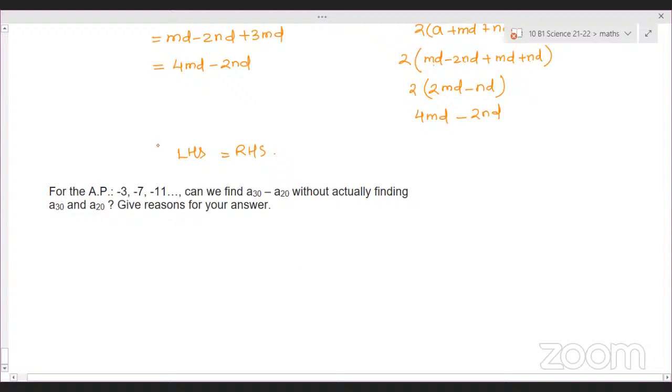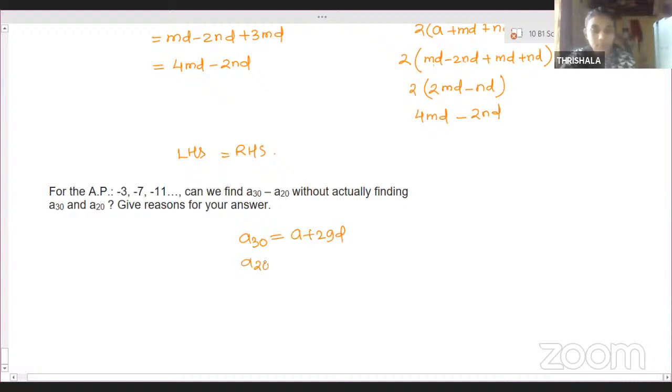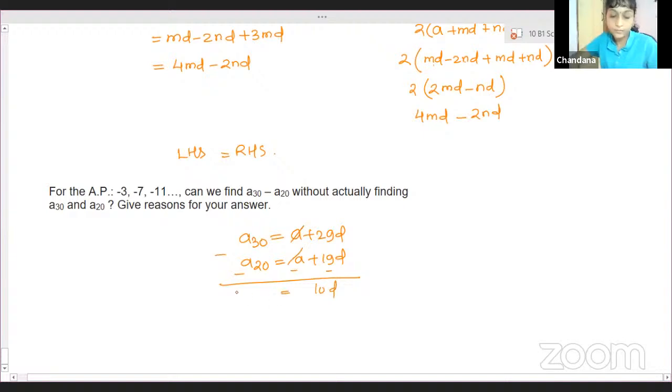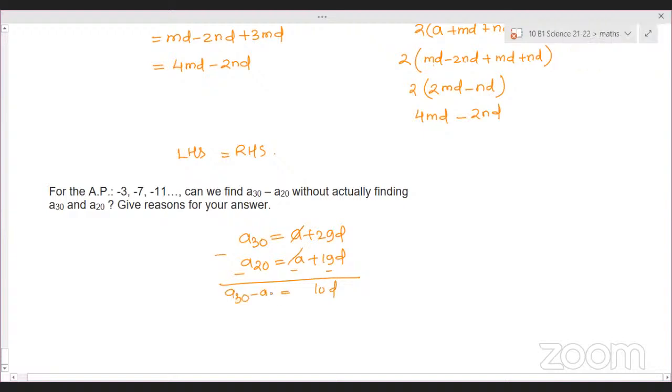Now here, see, this question we can actually use for competitive exams, not for your board exams, but you can use it for competitive exams. One relation: A30 means A plus 29D, and A20 means A plus 19D. If we subtract, 10D is equal to A30 minus A20.